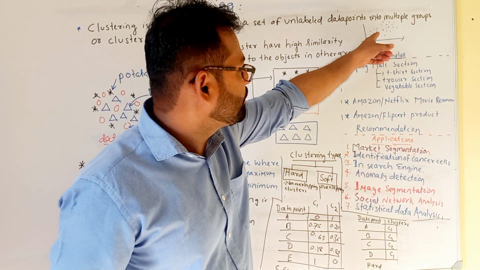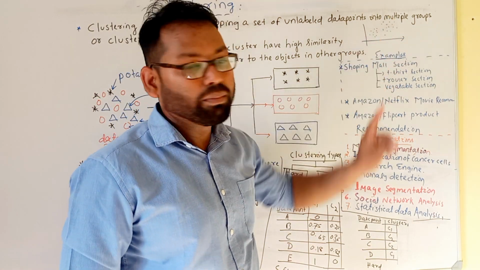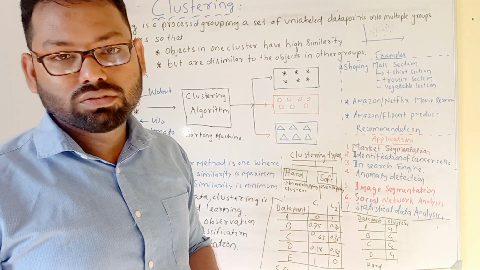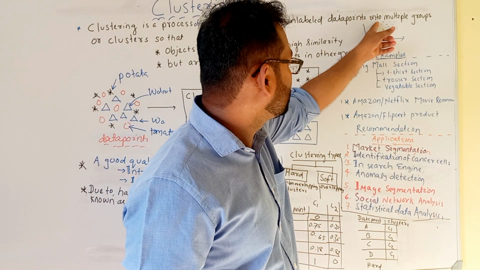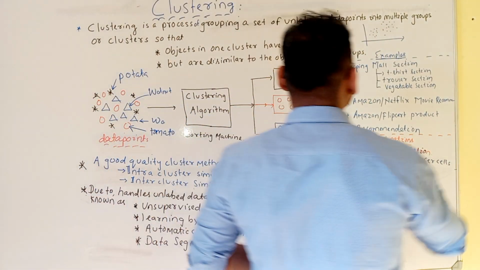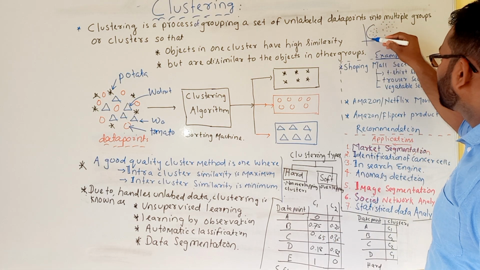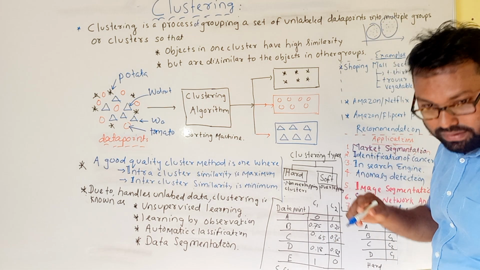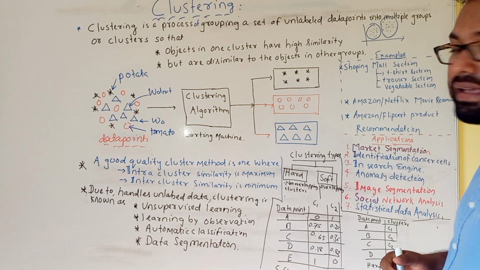You can see a lot of data points here. If I want to cluster them, I can create two clusters. Here these points are very close, they are very similar. These other points have a little bit of difference. So there we can create two clusters.